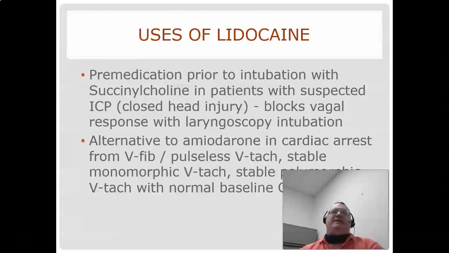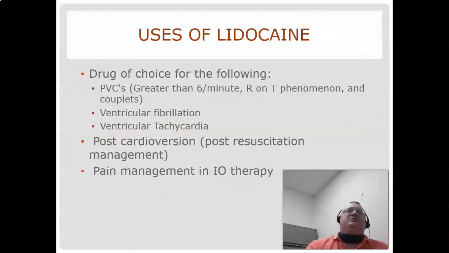Amiodarone is more of a potassium and sodium channel blocker, so it works upon a different mechanism, all right? But lidocaine is a very good ventricular antidysrhythmic. If there's a problem with the ventricles, it's a great drug to use. Again, it suppresses PVCs. If you are in V-fib or V-tach, it is a drug of choice for those. It's also used post-cardioversion, to prevent them from going back into a lethal arrhythmia.